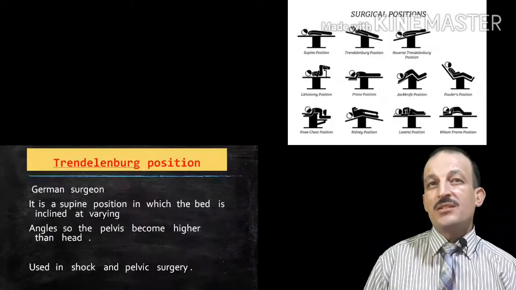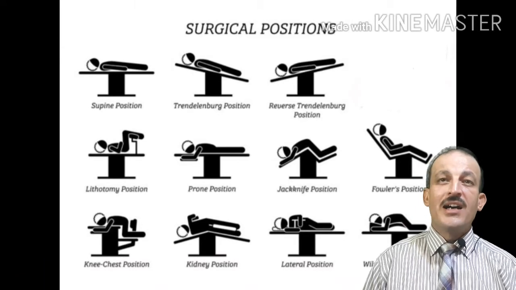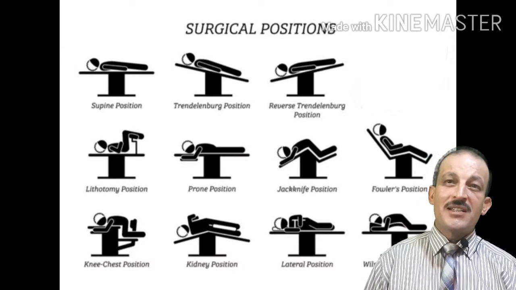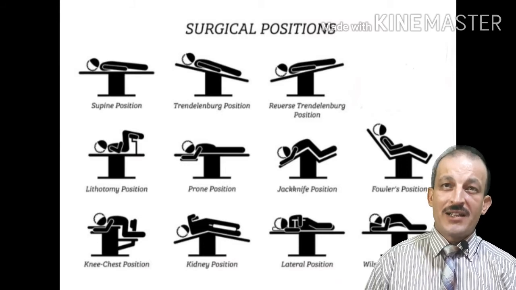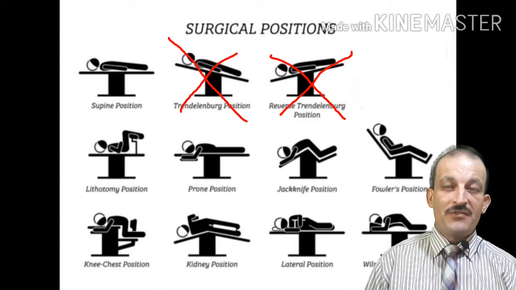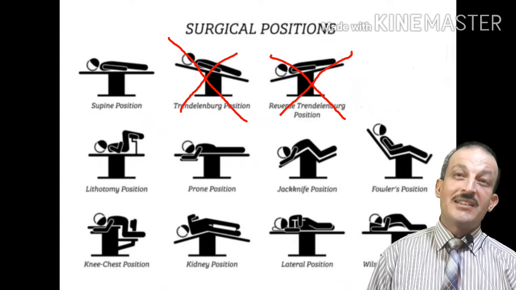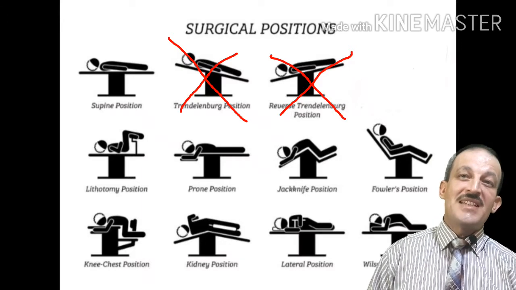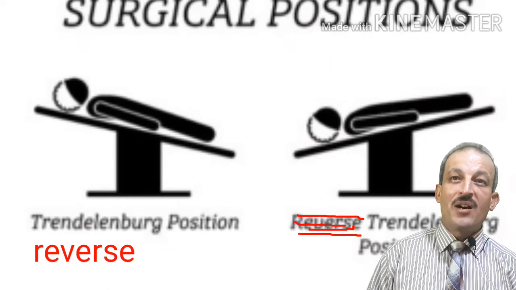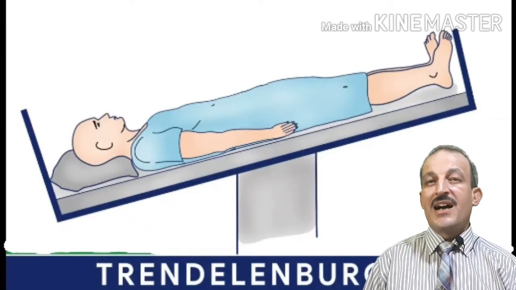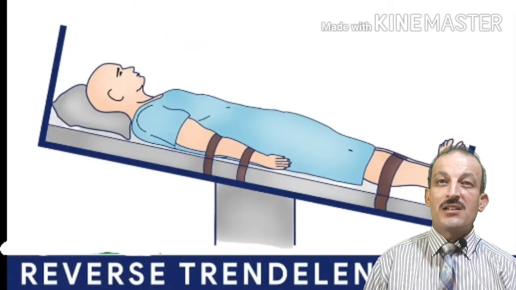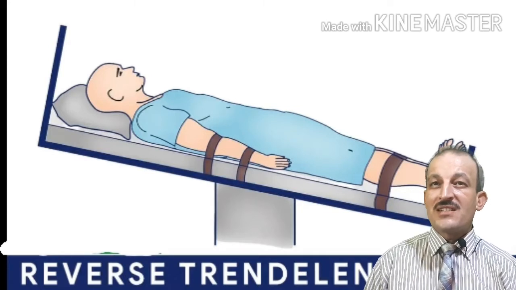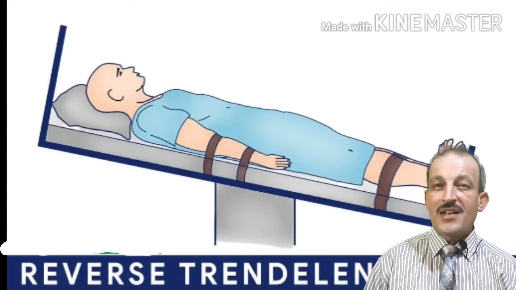I want you to look at this figure and notice the wrong title for Trendelenburg position. Yes, you are right, the reverse is true. The upper right figure represents the classical or original Trendelenburg position, and the other one at the left represents the reverse, because in the original Trendelenburg position, the pelvis must be at a higher level than the head.